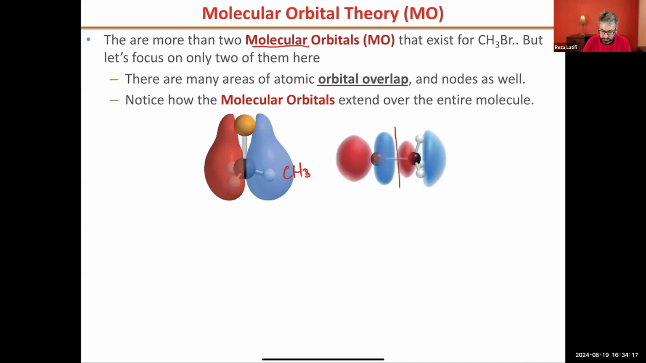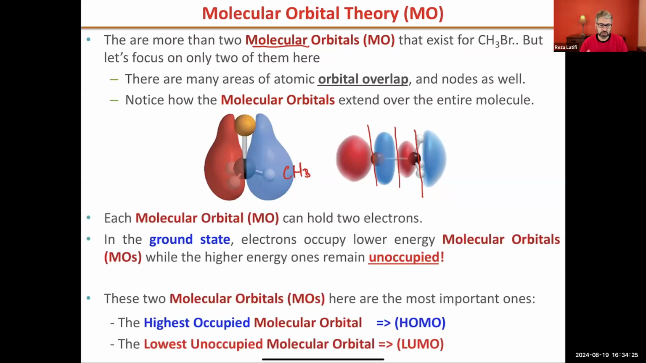We do have a bunch of nodes between the orbitals. So clearly here we have more than one node. So again, any time we're talking about a molecular orbital, we're not talking about an atomic orbital. It is not located on just one atom. It's distributed over the entire molecule.